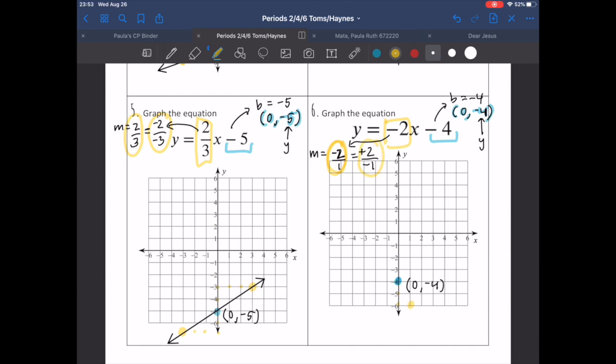All right, now let's look at this slope. +2 over -1 tells us rise over run. So rise, 1, 2, okay? And then from here we go to the left 1 because it's a -1, okay? So now I have enough points to draw a line. Cool.